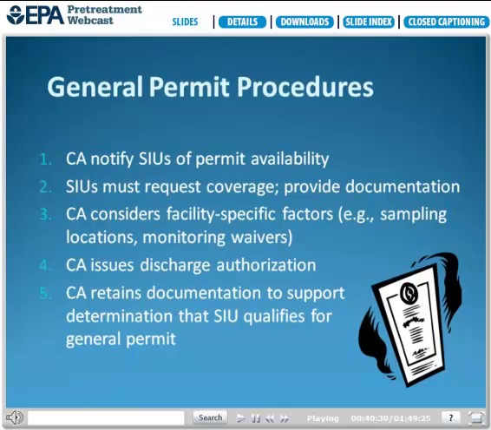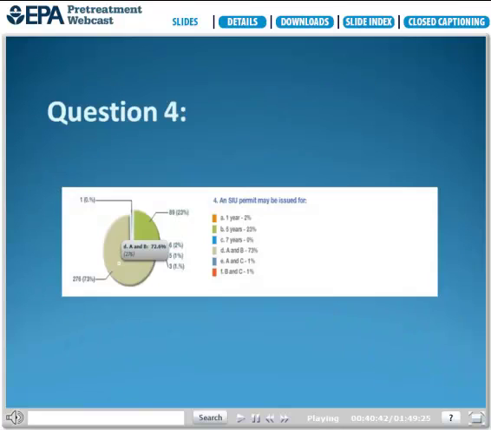Okay, Jan, let's ask the audience members one more question before we get back to your presentation. This is another multiple choice question. This question deals with permit durations. An SIU permit may be issued for A, 1 year, B, 5 years, C, 7 years, D, A and B, E, A and C, or F, B and C. Remember, when answering any of these questions, please use the radio buttons to the left of your choice and click Submit. Do not type your answers in the Ask a Question box.